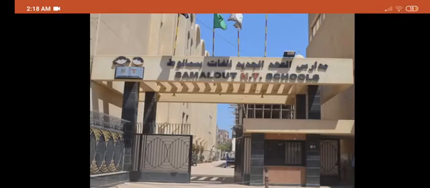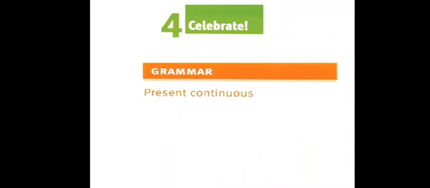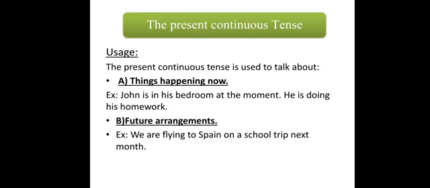Today is our turn with the grammar lesson in Unit 4. Our grammar today is about the present continuous tense. Let's first talk about the usage, when to use the present continuous tense.